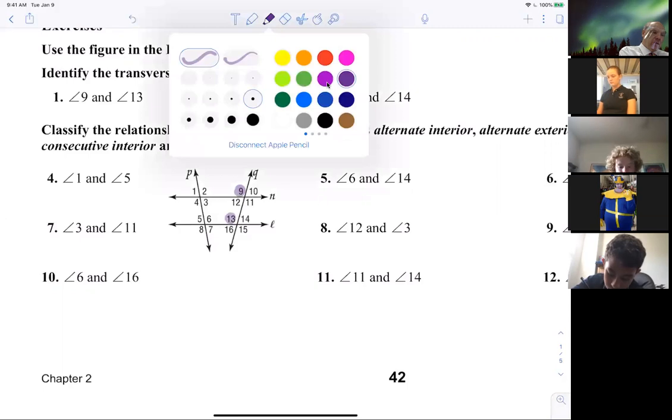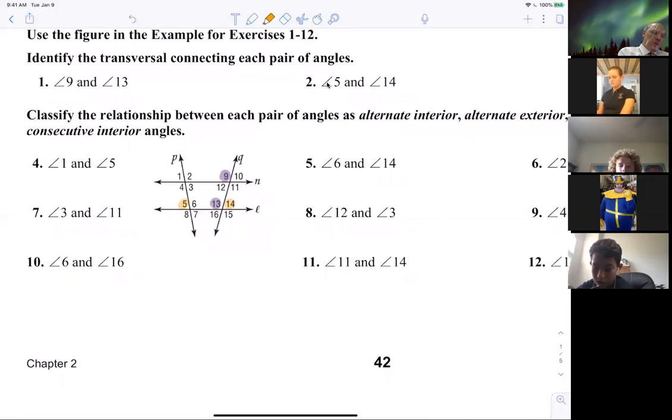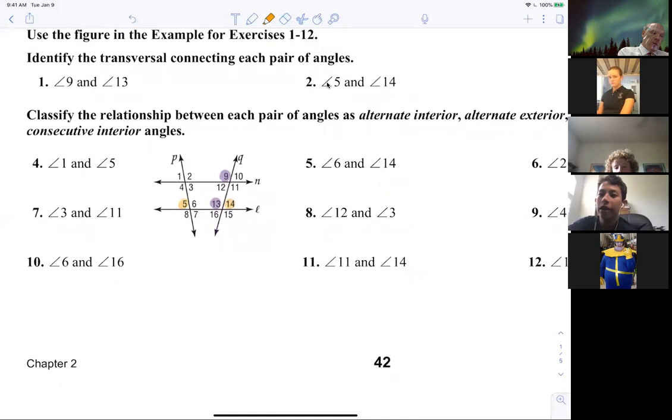All right, let's go to the next one. 5 and 14. So I'm going to highlight 5 and 14. Are they alternate interior? Wow. So let's take a look at that. I just got done saying something, and they are.